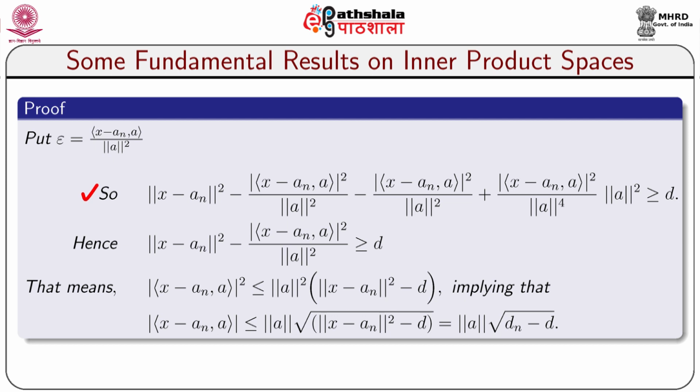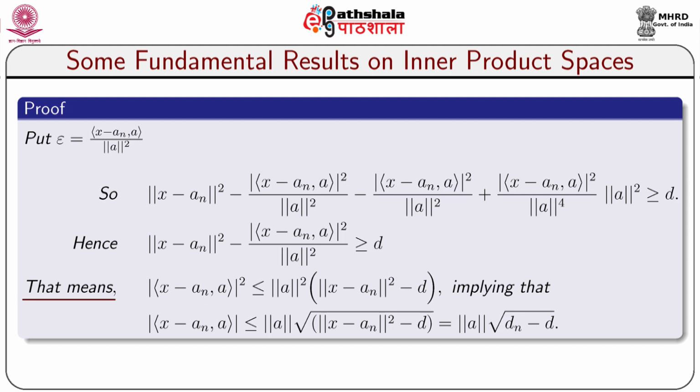Put epsilon equal to inner product x minus a n comma a by norm of a whole square. So, norm of x minus a n whole square minus modulus of inner product x minus a n comma a whole square divided by norm of a square, minus modulus of inner product x minus a n comma a whole square divided by norm of a whole square, plus modulus of inner product x minus a n comma a whole square divided by norm of a whole to the power 4 into norm of a whole square, is greater or equal to D. Hence, norm of x minus a n whole square minus modulus of inner product x minus a n comma a whole square divided by norm of a whole square is greater or equal to D.